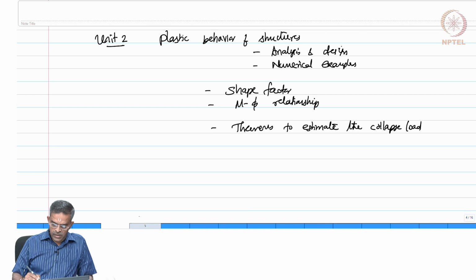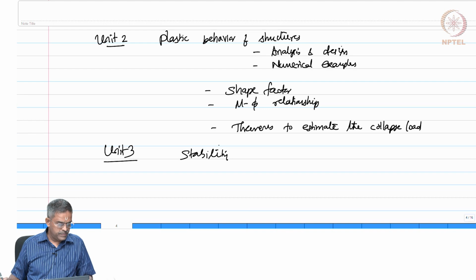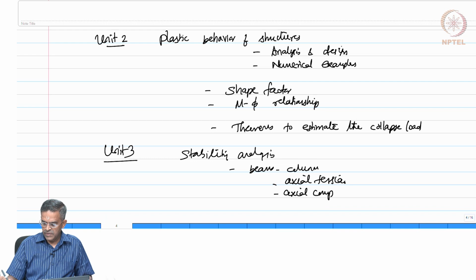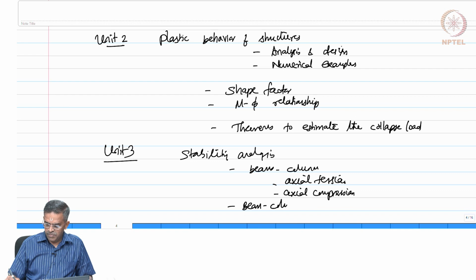In Unit 3, we are going to focus on stability analysis. We will start with beams, column connections under axial tension and axial compression. We will also discuss beam column design under elastic support.